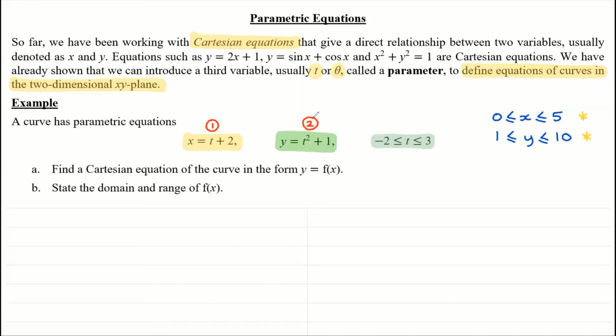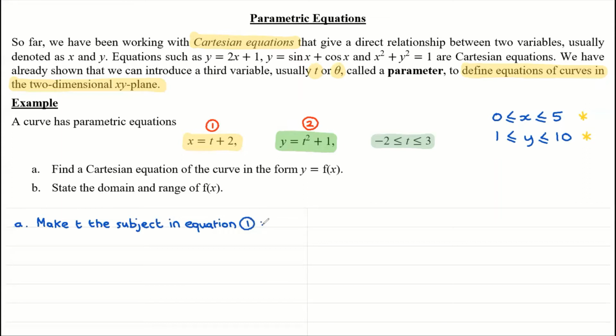And let's make t the subject. So that's our first step. So for part A, we're going to make t the subject first of all. Now, this doesn't always work. We're going to look at different ways of doing this, but as a good starting point, make your parameter the subject in one of the equations. I would suggest you write this down for your notes as a point of reference for your revision.